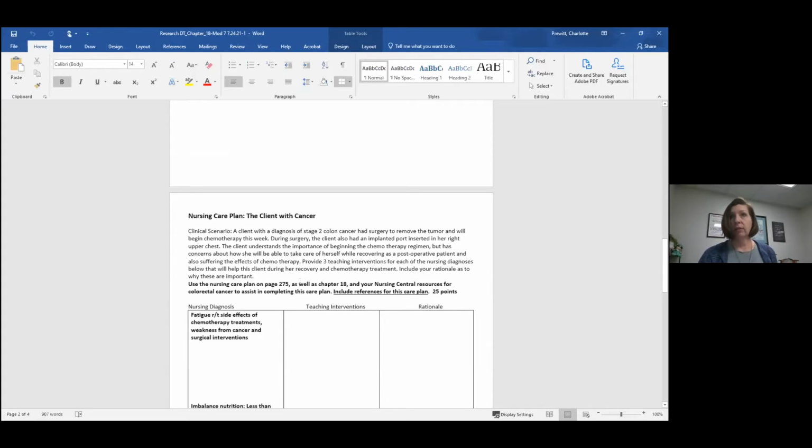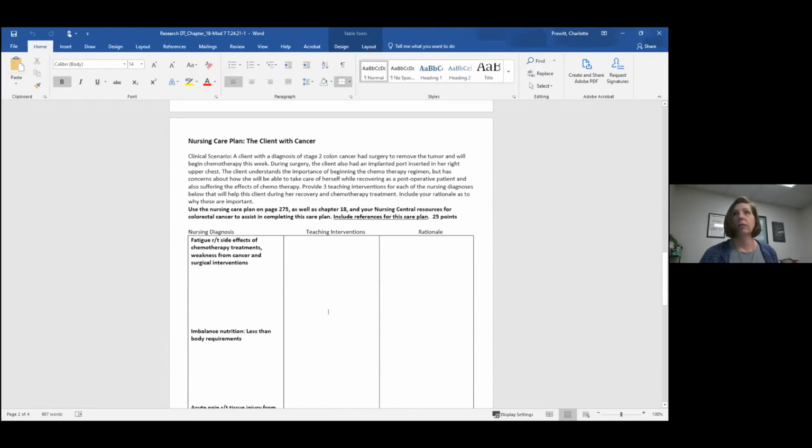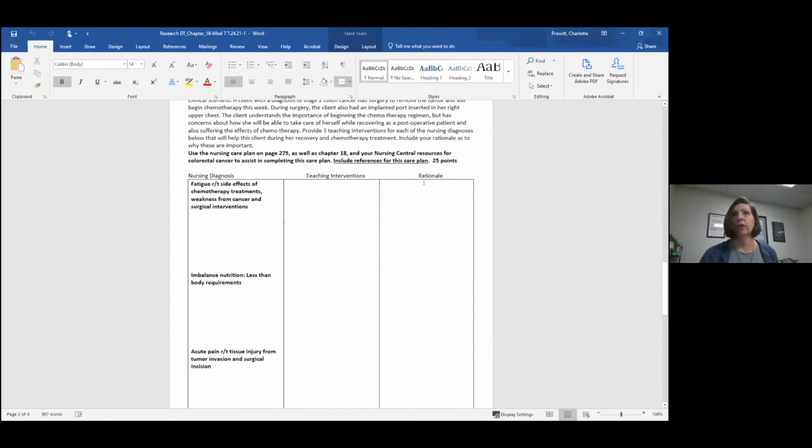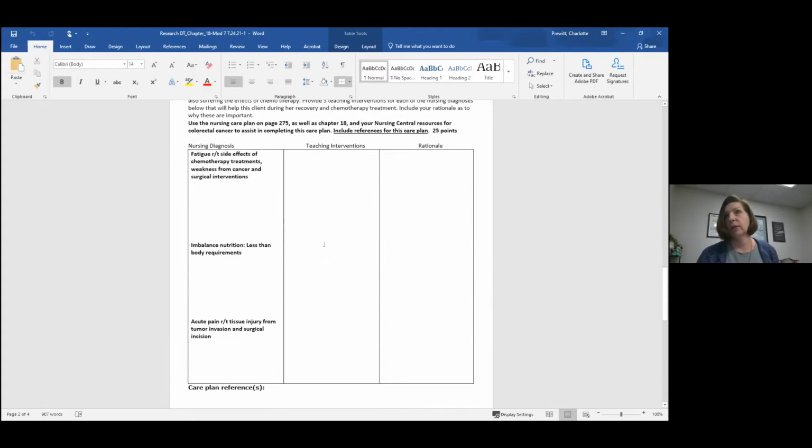On the practical nursing level, students do not assign nursing diagnosis. LPNs do not do that, but they do carry out the care, the teaching interventions, and supply the problems that help to actually create the nursing diagnosis. They're looking at and understanding what some of those problems are. So we have them look up nursing diagnoses that we give them, and they do the teaching interventions that go with those. And I have them look in their Nursing Central resources under colorectal cancer for this particular care plan.